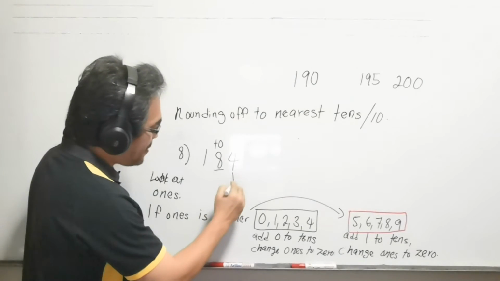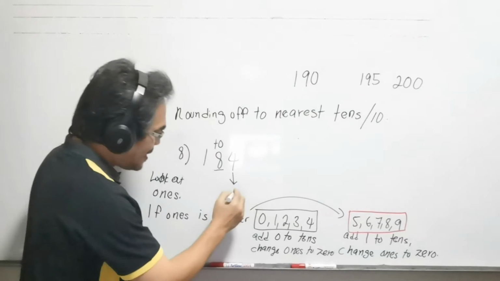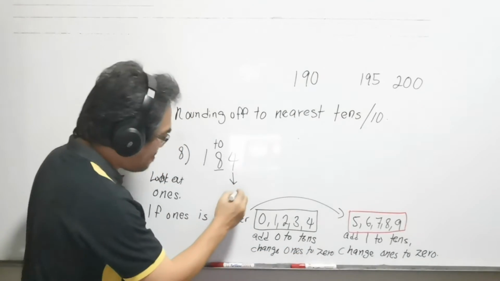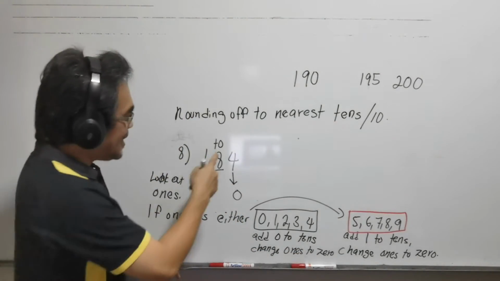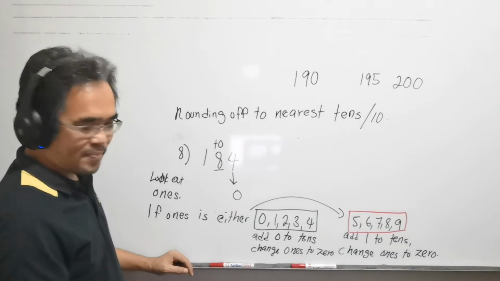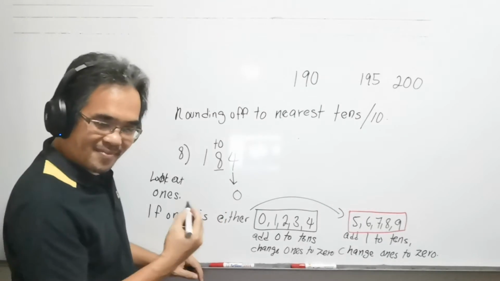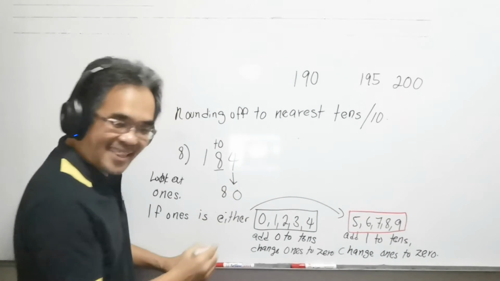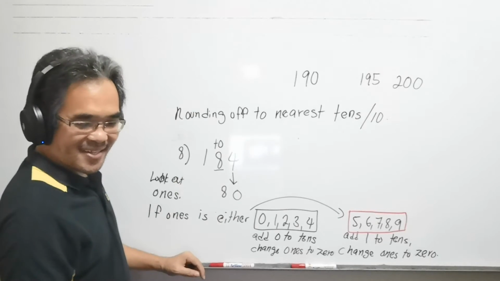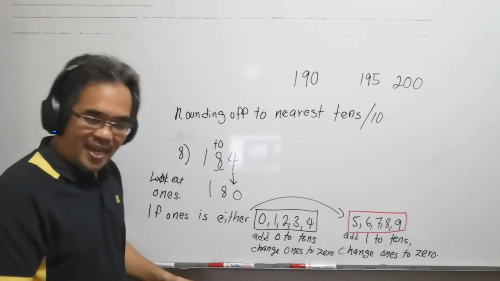Okay? So 4 becomes what? No. You change ones to 0. Become 0. So here, if you add 0 and 8, what is 0 plus 8? It's 8. Don't worry about nothing, because nothing means 0. And what will happen to 1? It's just the same. Okay.